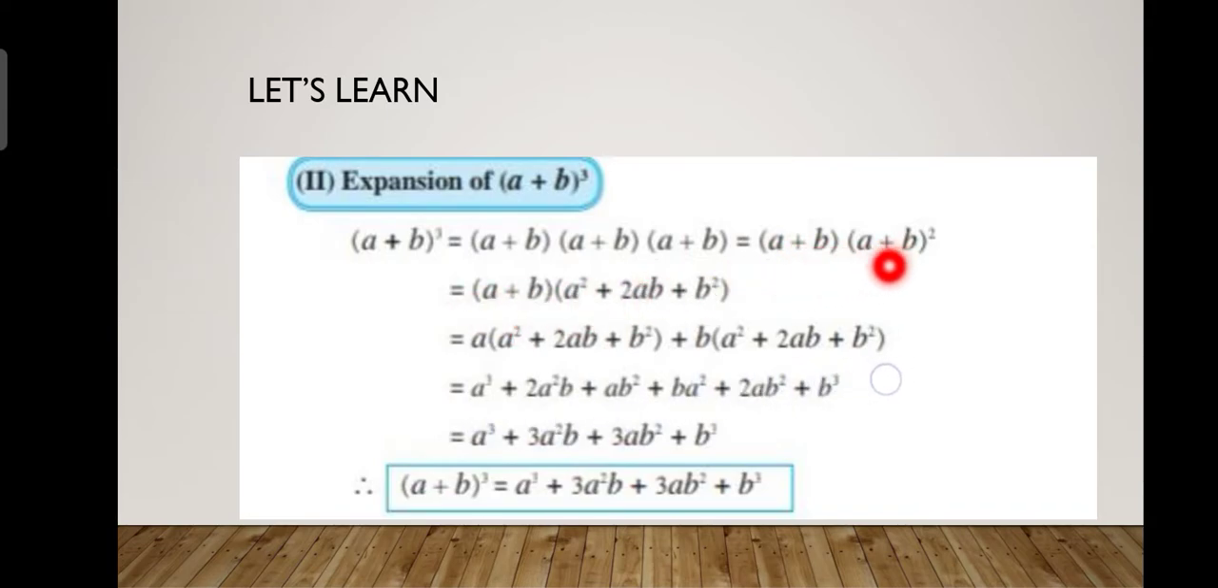What we're going to do is expand (a plus b) the whole square by the formula a square plus 2ab plus b square, and we'll multiply it by a plus b. Then we have a into the whole bracket a square plus 2ab plus b square, then plus b into a square plus 2ab plus b square. Okay, then a into a square is a cube, plus 2 into a square into b, plus a into b square is ab square, plus b into a square is ba square, plus 2ab into b is 2ab square, plus b cube. Okay, now a cube will remain as it is, 2a square b.